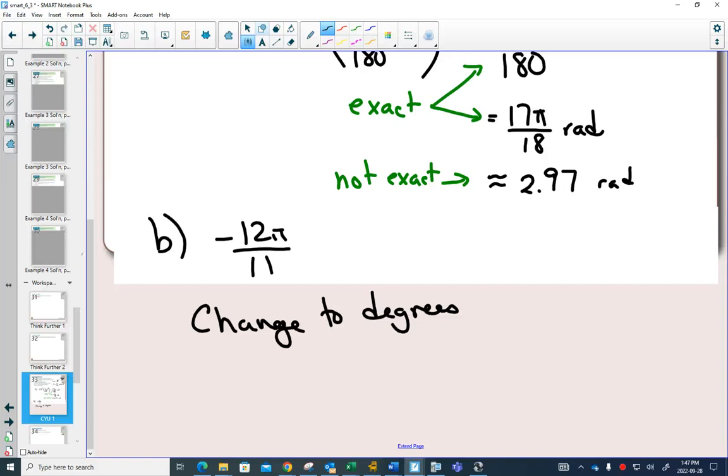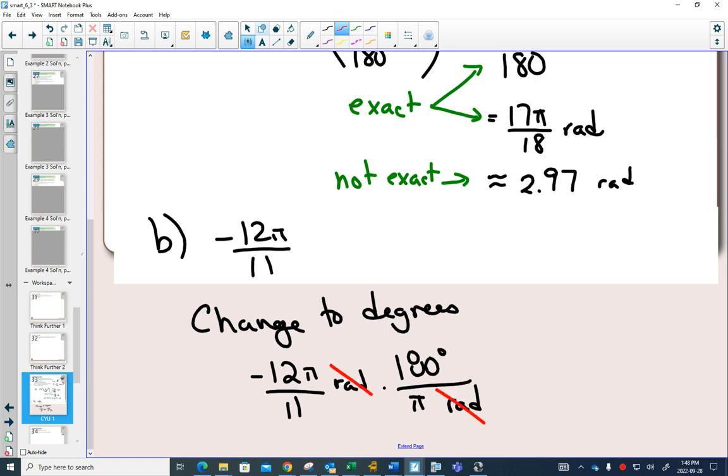So, negative 12 pi over 11, what are we going to multiply by? We want our answer to be in degrees. This is in radians, so I'm going to write the word radians here. Then I'm going to multiply by radians on the bottom and 180 degrees on the top, because I want the radians to go away and be left with degrees. Again, I'm multiplying by 1. So what this does is it only changes what type of unit I'm using. It doesn't change the value.